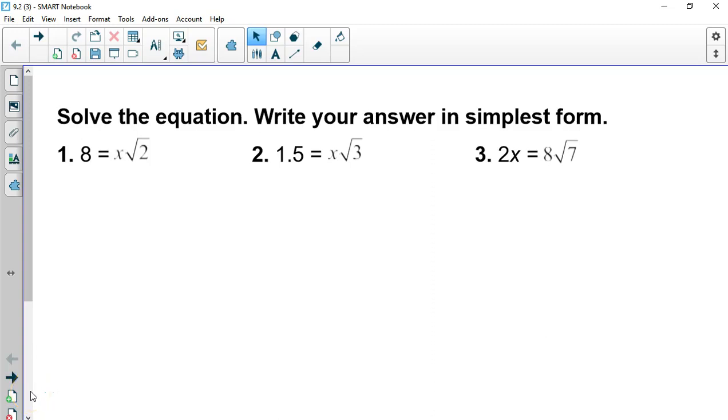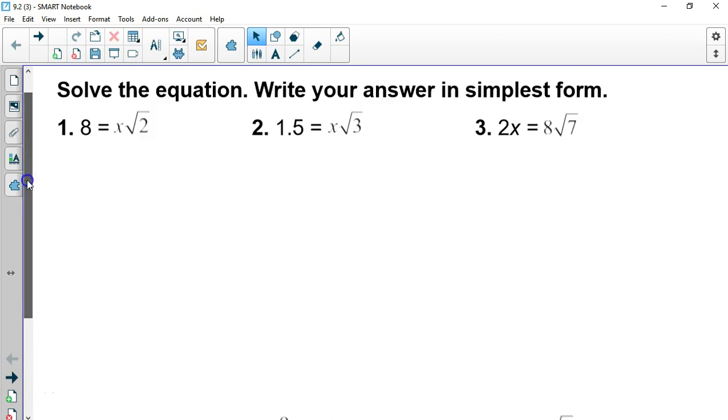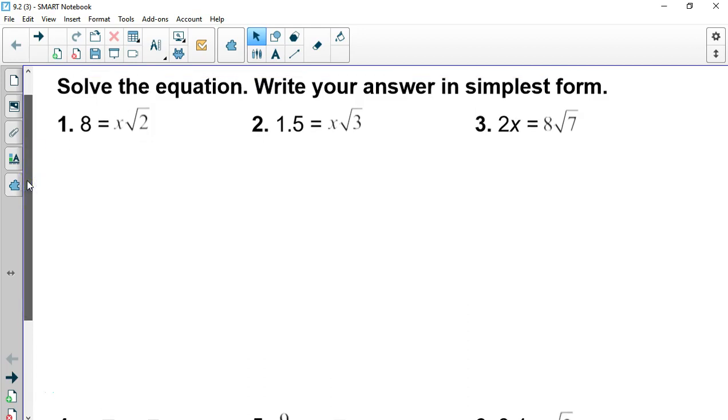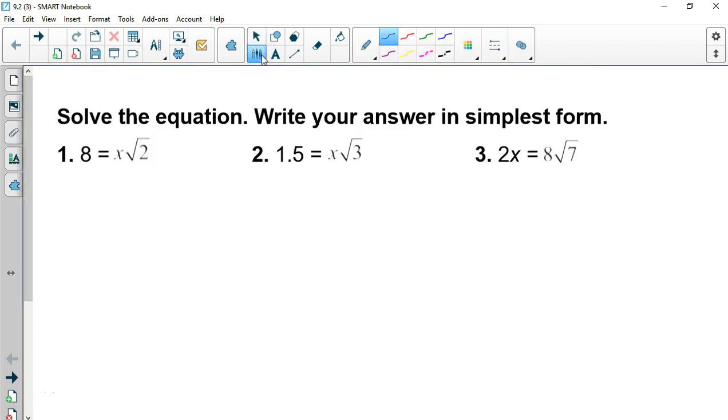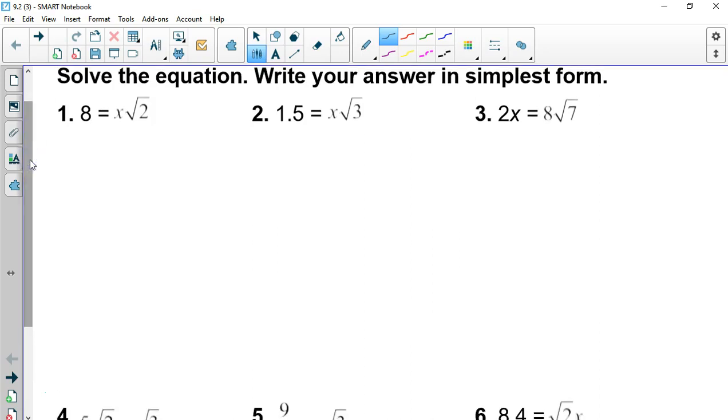All right, 9.2. We're only going to do a few of these again. Leave some of them there for practice if you want later. Okay, so we're trying to solve for x. If this was 8 equals just 2x, you know you would divide by 2 because that's the coefficient of x. Same thing here. The coefficient just happens to be a radical.